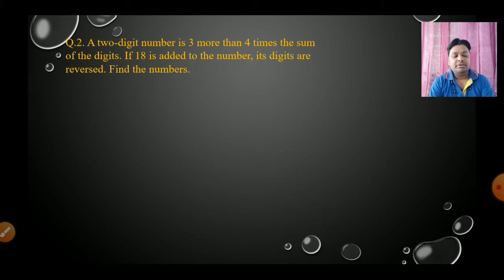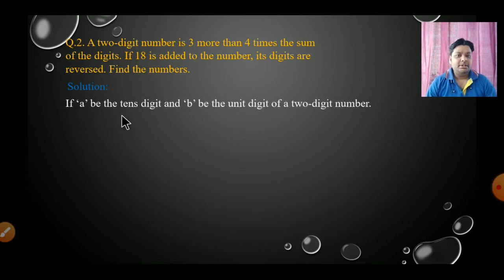It means we will take two variables. We will assume the unit digit and the tens digit separately. So let a be the tens digit and b be the unit digit of a 2 digit number. Then what is the original number? The original number will be 10a plus b, which is a 2 digit number.